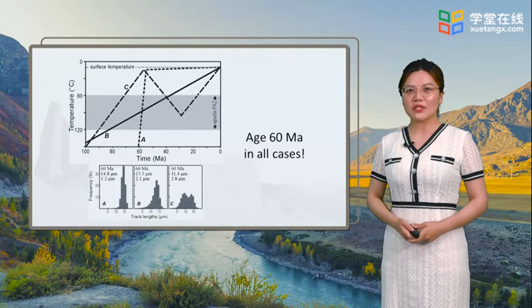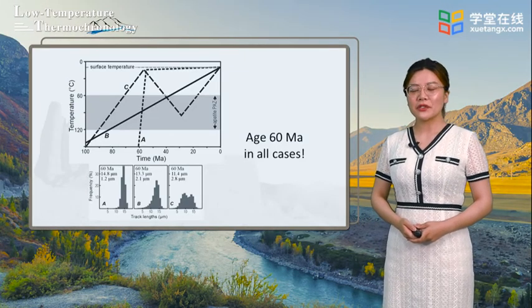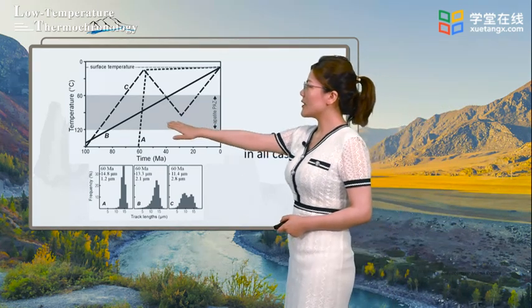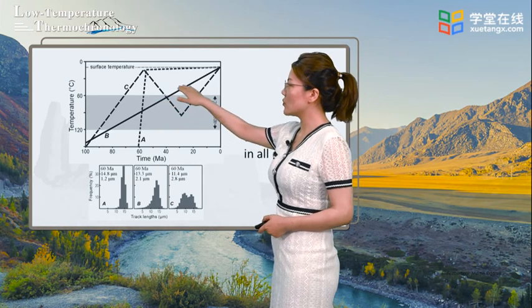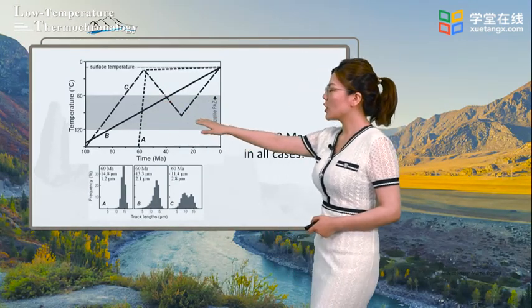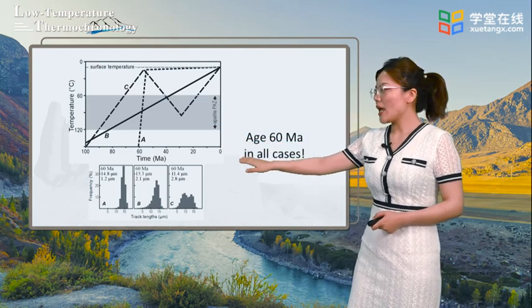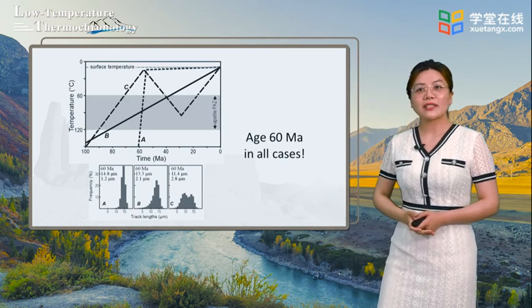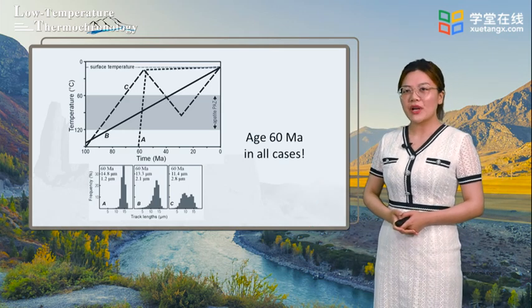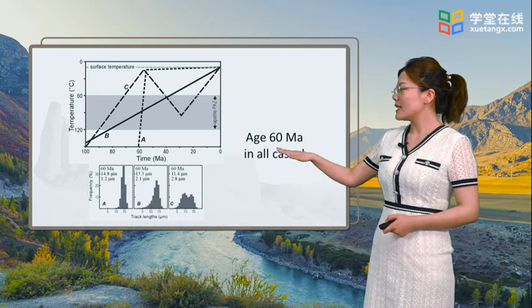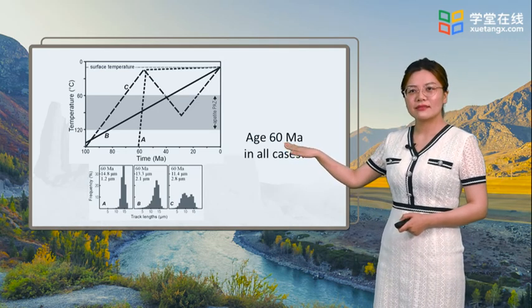For some different types of cooling, we may be facing the same fission track data, however. For example, here, we have 3 scenarios of cooling: relatively slow cooling, relatively rapid cooling, and a reheating scenario. And corresponding to these different scenarios, we have different length distributions. However, under all these different scenarios, we could have the same fission track age. In this example here, all the 3 scenarios will give us the same 60 million years.